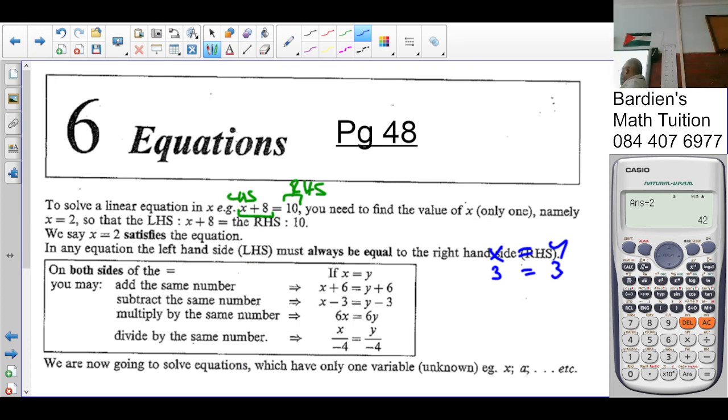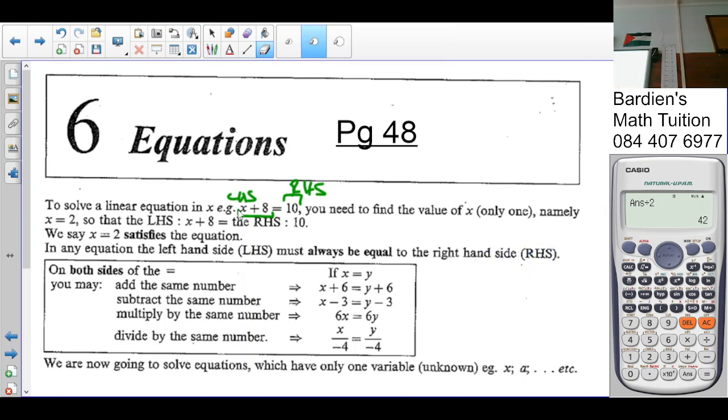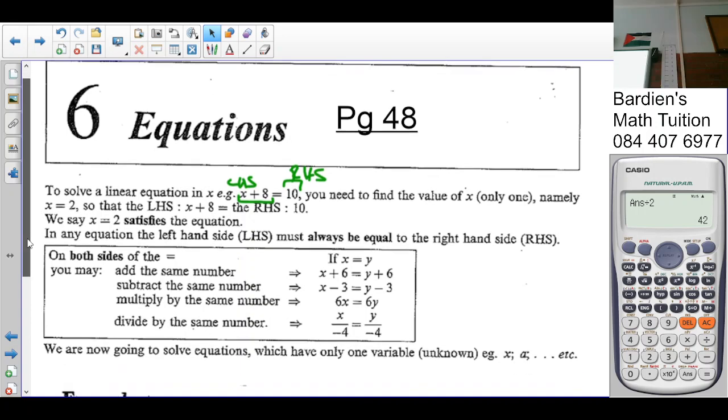If you had to subtract 3 from that, it's still going to give you 0 and 0. Can you see that, people? If you had to say 3 multiplied by 6 is 18, and 3 multiplied by 6 is still 18. So we can add the same number, we can subtract the same number, we can multiply by the same number, and we can divide by the same number, without changing anything in that equation, as I showed you now using these numbers. You guys understand? Okay. So let's move on.